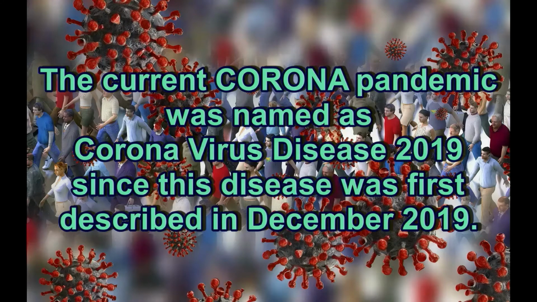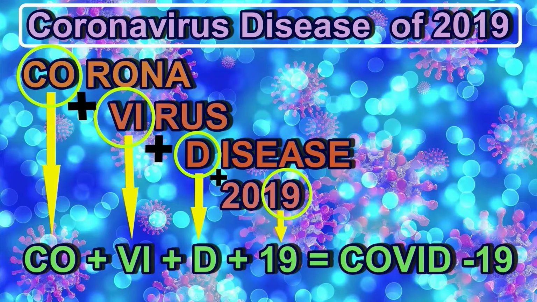The current corona pandemic was named as coronavirus disease 2019 since this disease was first described in December 2019. The combinations of the first two letters, C and O, from the word corona, the first two letters, V and I, from the word virus, the first letter D from the word disease, and the last two digits of 19 from the year 2019, were added together to designate this new viral disease as COVID-19.